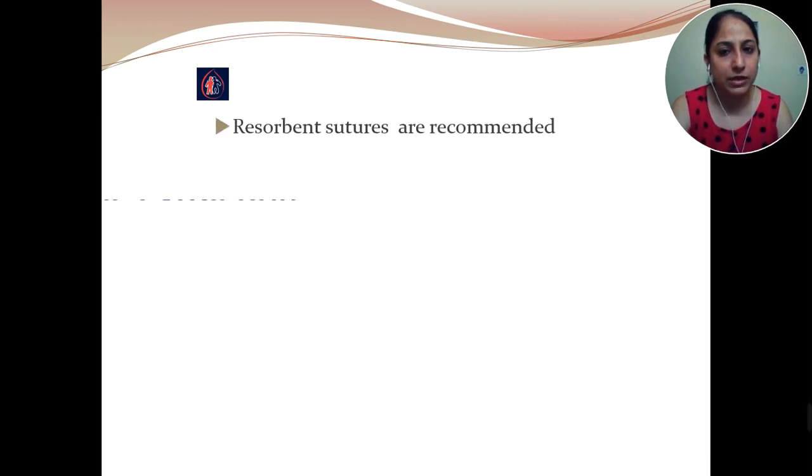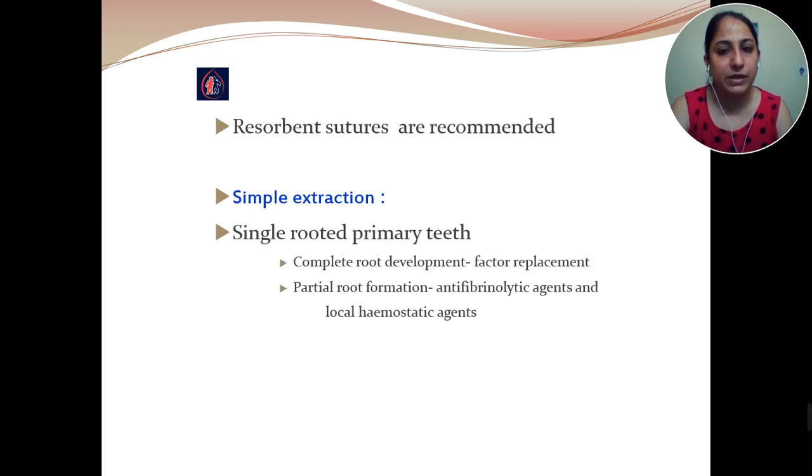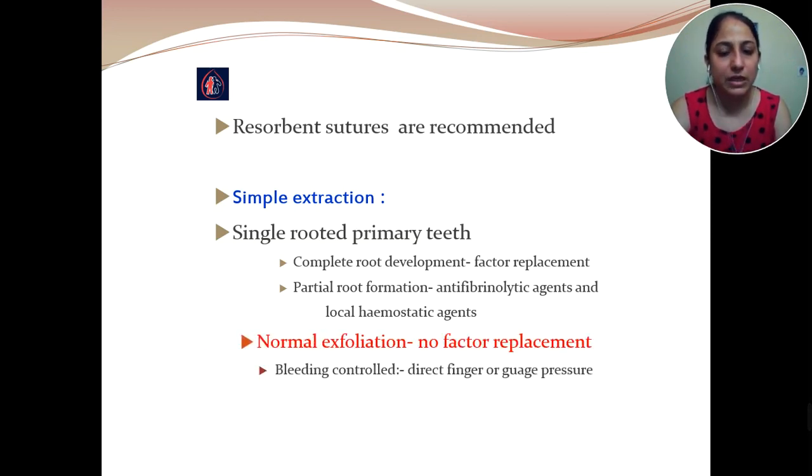Resorbable sutures are recommended. For a simple extraction of single rooted primary teeth with complete root development, factor replacement is required, while with partial root formation, antifibrinolytic agents and local hemostatic agents can do the job. In normal exfoliation, no factor replacement is required. Bleeding can be controlled by direct finger or gauze pressure.